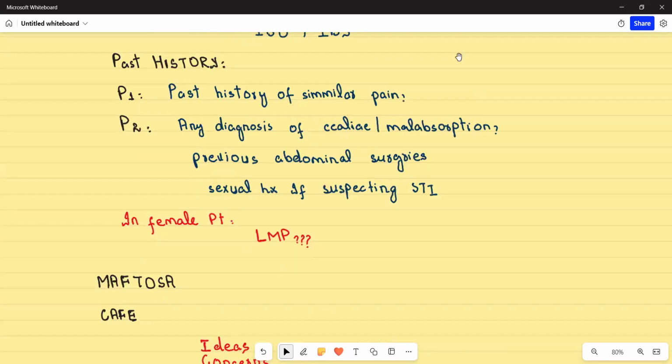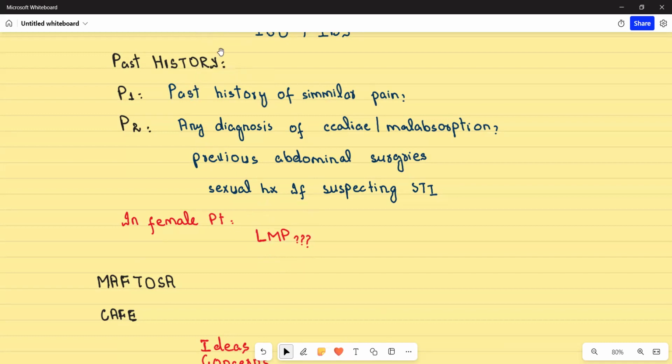So we're going to ask the patient any history of similar pain in the past, any previous diagnosis of celiac disease or malabsorption, any previous abdominal surgeries, and if you are suspecting STI, then we are also going to ask about sexual history. And again, as I already discussed, in a female patient, never forget about last menstrual period. Okay, so that was past history.